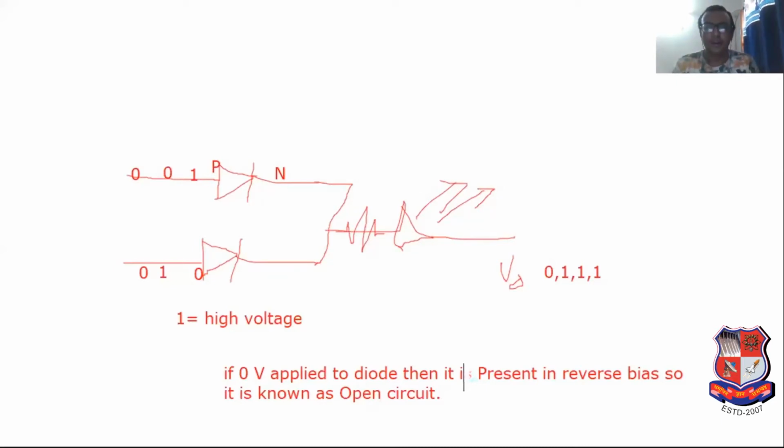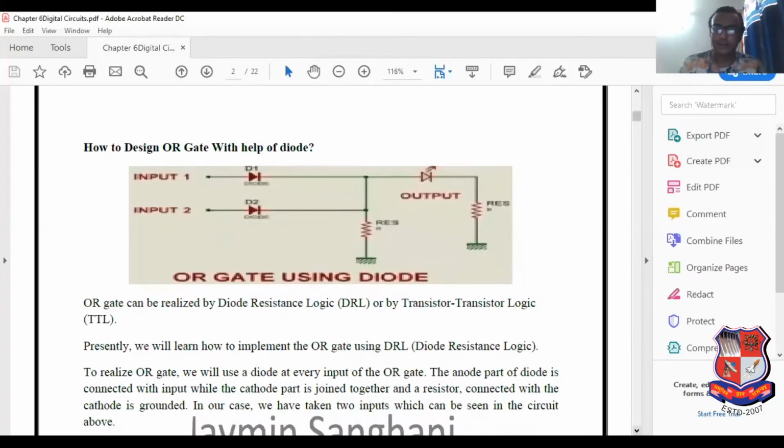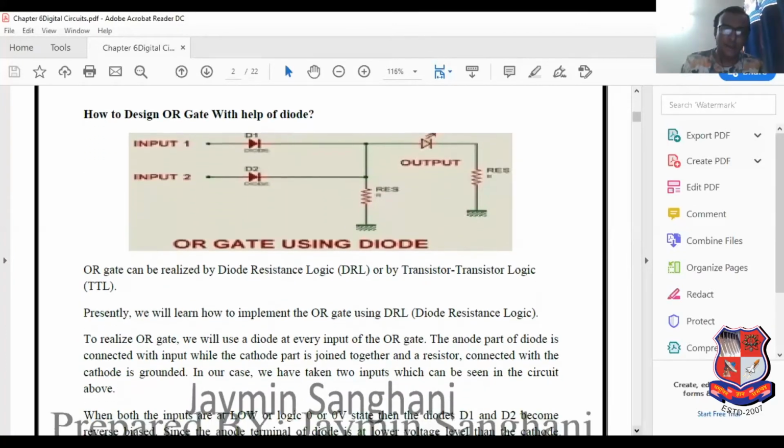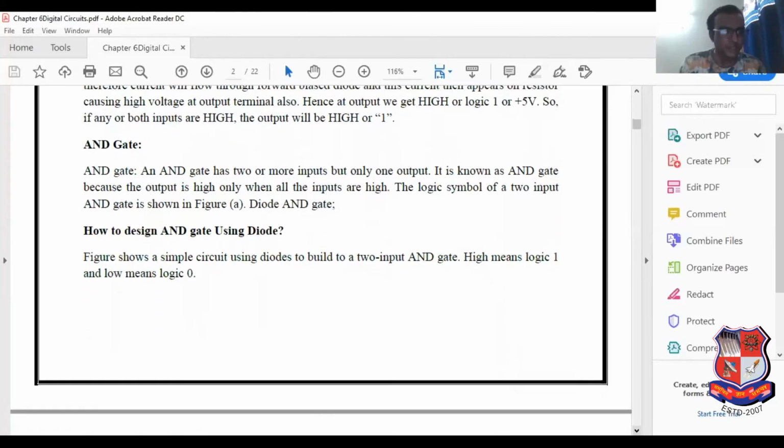Now we write the OR gate in one statement. If you apply 0 0 input, then output is 0. And when any one input is 1, then output is 1. So this is the correct explanation. Whatever I have spoken here, 1 means plus 5 volt, positive 5 volt.